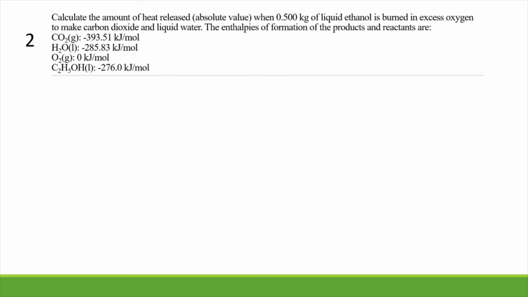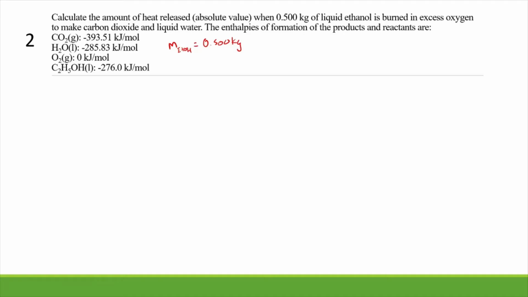Number 2, calculate the amount of heat released, the absolute value, when 0.500 kilograms of liquid ethanol is burned in excess oxygen to make carbon dioxide and liquid water. The enthalpies of formation and reactants are that. So we're given a mass of ethanol, I'm going to write this as EtOH, of 0.500 kilograms. But what we need to do before we can do anything is we need the reaction.